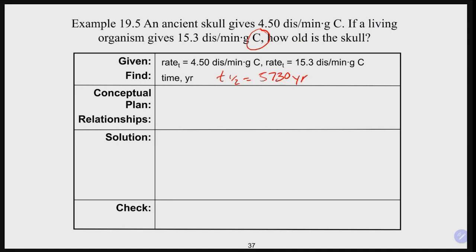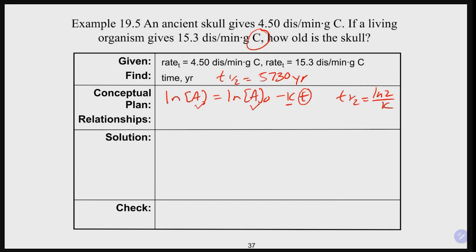So if we did this, we would still approach it the same way. We're going to use our first order kinetics equation. We're also going to perhaps use our half-life equation. In this case, we have an ancient skull, so that's kind of like the dead guy, right? That's the end of the road. And a living organism would be kind of like the beginning of the road, or the initial. And again, here we are looking for how old this thing is, so we're looking for time.